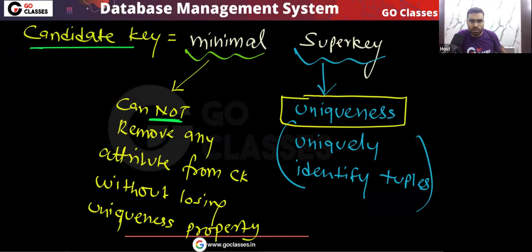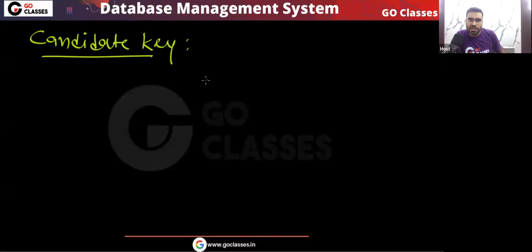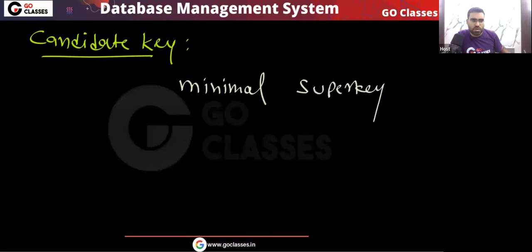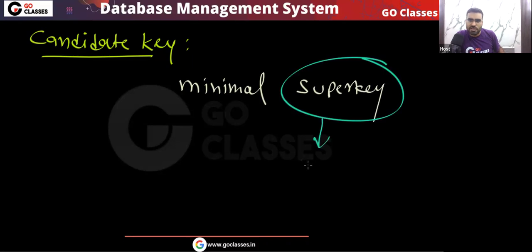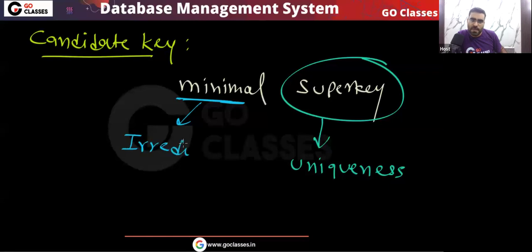See, this minimal gives you irreducibility. Let me tell you that in the candidate key definition, there are two things: one is minimal, another is super key. Now, as I told you, super key gives you the uniqueness feature. This implies the uniqueness property. Candidate key has a uniqueness property. We can uniquely identify the tuples with the help of candidate key. And this minimal gives you the irreducibility property.